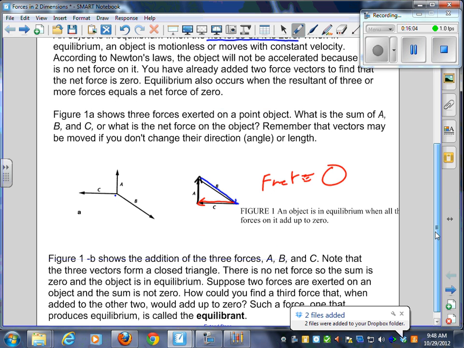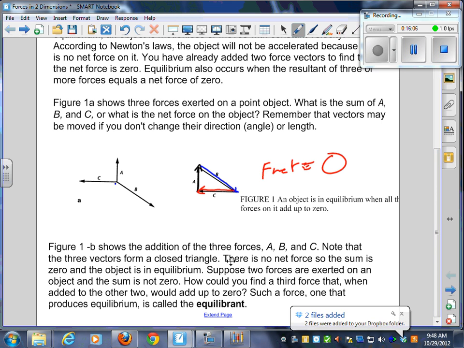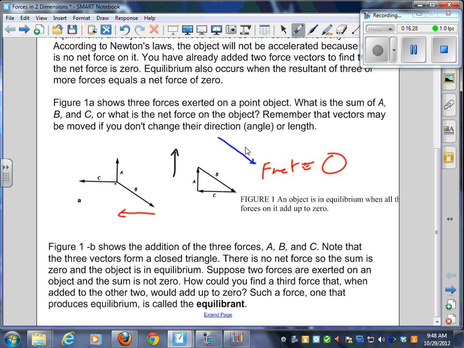Figure 1b shows the addition of three forces A, B, and C. Note that the three vectors form a closed triangle. There is no net force, so the sum is 0 and the object is in equilibrium. Suppose two forces are exerted on an object and the sum is not 0. How could you find such a third force that when added to the other two would add up to 0? Okay, in other words, if I only had A and B, right, let's put them over here. If I've only got A and B, what third force puts it into equilibrium?